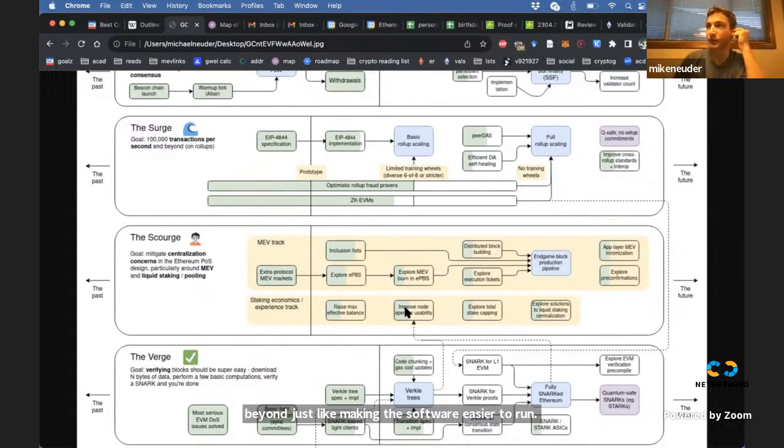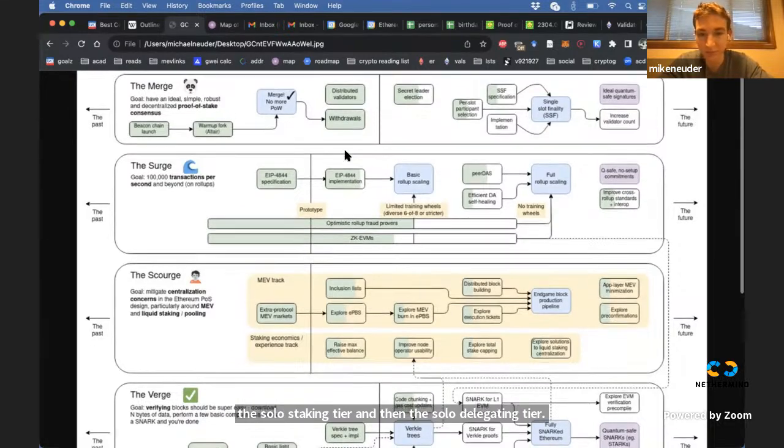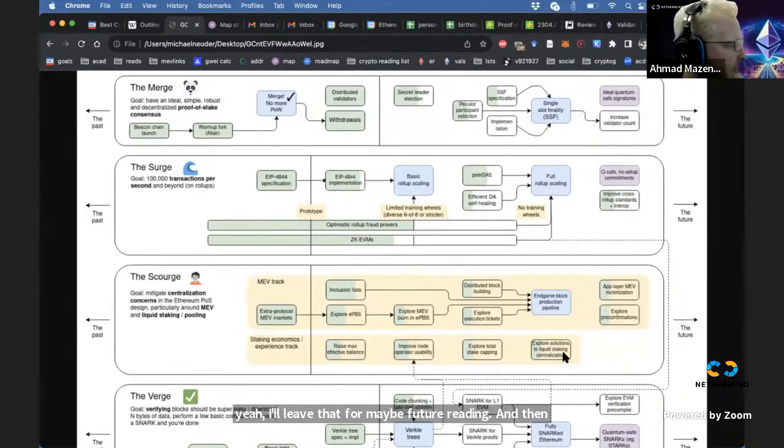And there's lots of proposals. There's this rainbow staking, which Barnaby published a few months ago, which talks about potentially different tiers of stakers. There are these delegator tiers, the node operator tiers, and then the solo staking tier, and then the solo delegating tier. But I'll leave that for maybe future reading. And then explore solutions to liquid staking.